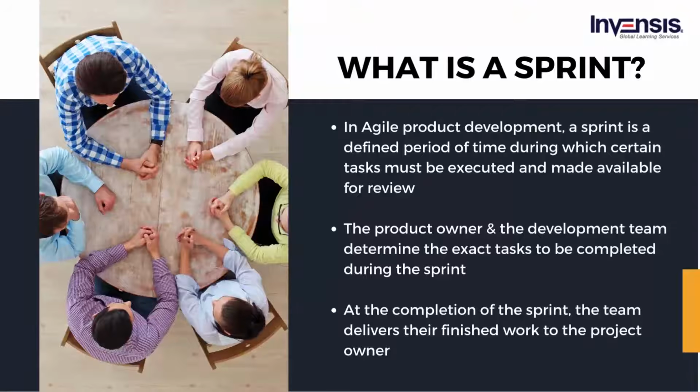What is a sprint? In Agile product development, a sprint is a defined period of time during which certain tasks must be executed and made available for review. Every sprint starts with a meeting for planning. Within the meeting, the product owner, the person requesting the work, and the development team determine the exact tasks to be completed during the sprint.